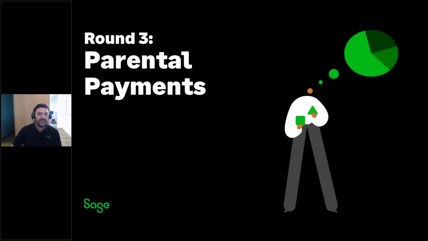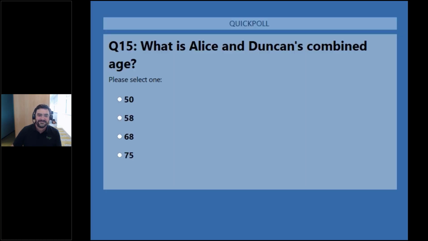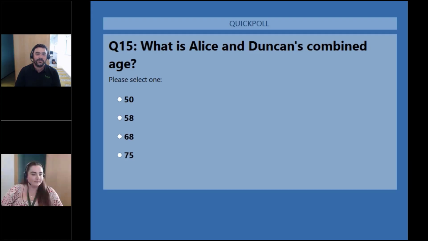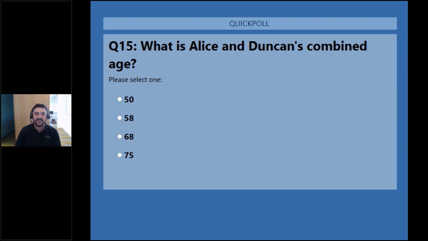So one more question, last question of the quiz today. Bit of a fun one, this one. So question 15, what is Alice and Duncan's combined age? What is the combined age of Alice and Duncan from the payroll webinars? Are we collectively 50 years old? Are we 58? Is our combined age 68? Or are we 75?